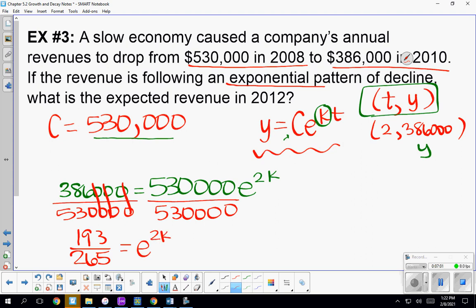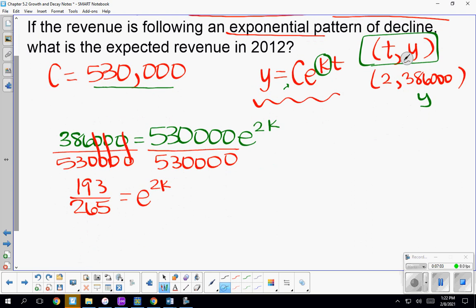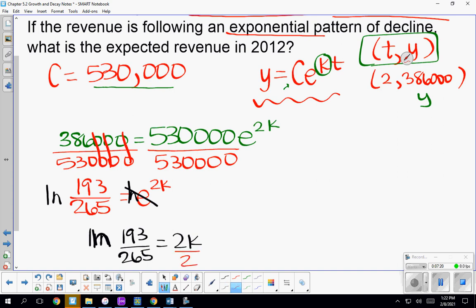And I'm still solving for K. So I need to use the natural log of both sides in order to cancel the e. And so I get the natural log of 193 over 265 equals 2K. And then to isolate the K, I'm going to divide by 2 or multiply by 1/2. So I can see this is what I get for the value of K.